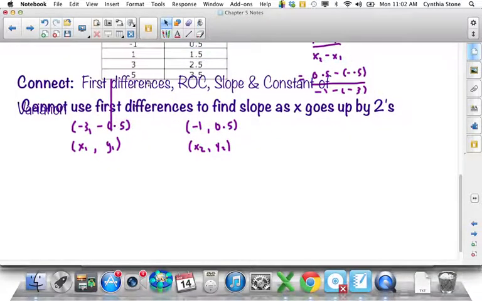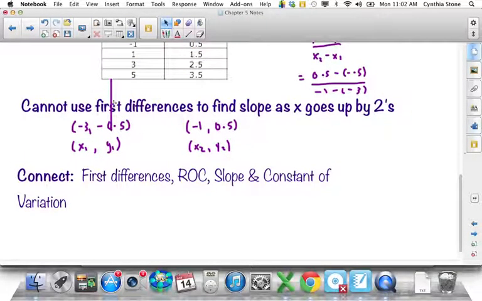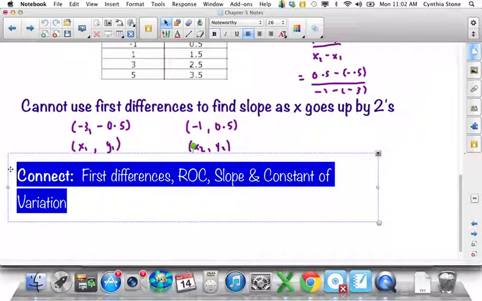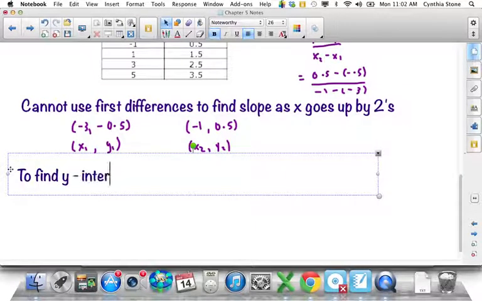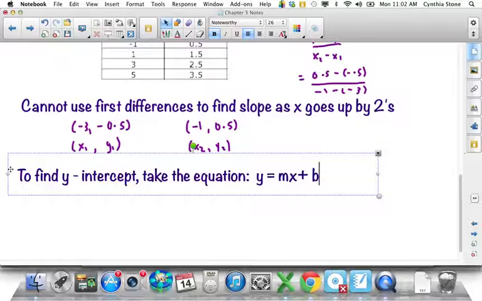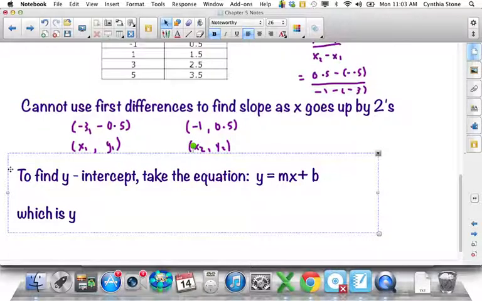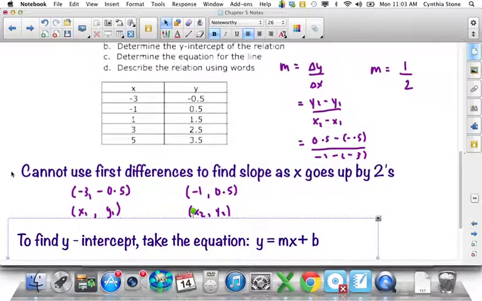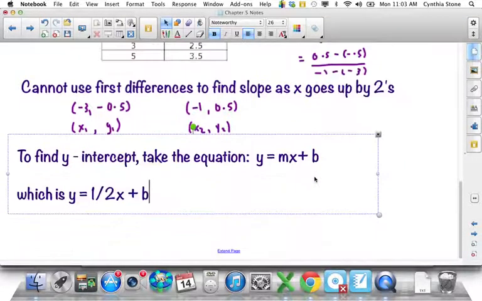Oopsie, that was a mistake. The proper way to find the y-intercept, the best way to do it, take the equation y equals mx plus b, which we know is 0.5x, or half x, plus b. I say half x because we figured out m equals a half.